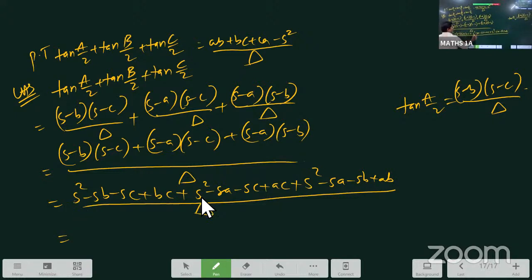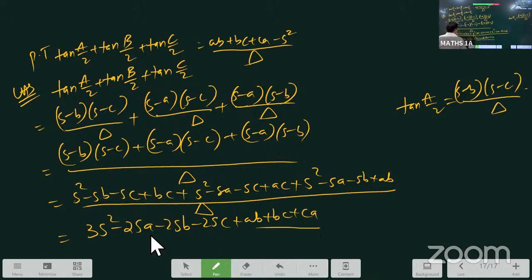a square plus a square plus a square, that is 3a square. Minus sb minus sb, minus 2sa minus 2sb minus 2sc, plus ab plus bc plus ca. It's divided by delta. That is nothing but 3s square.